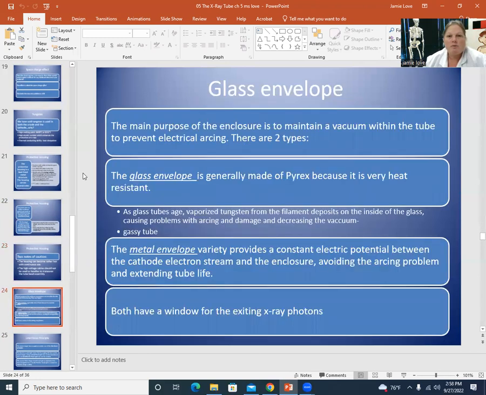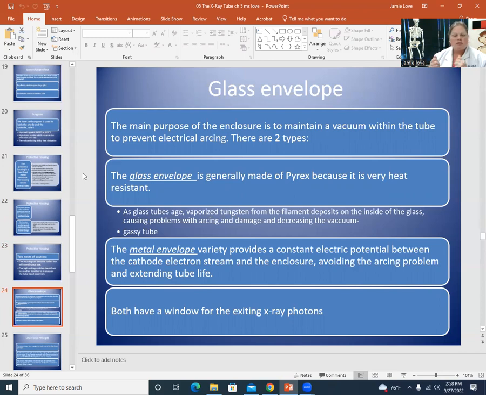The glass envelope, I talked about that earlier. That's to maintain the vacuum for our tube. We do have two types. I have seen glass types. I've never been shown a metal envelope type, but the glass envelope, generally what you saw with my tube, is a Pyrex glass. It's very heat resistant.